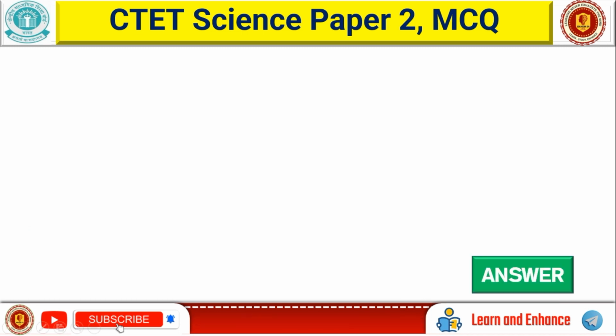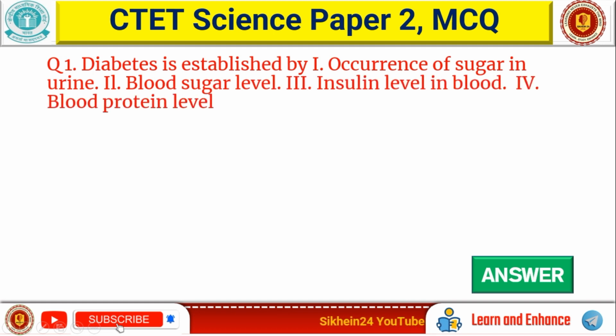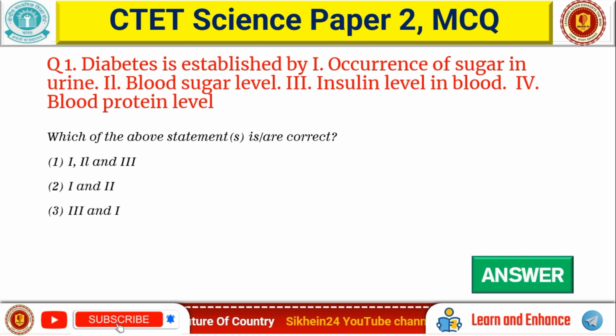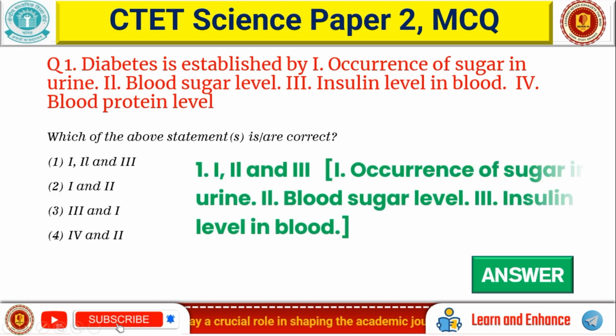So first question on your screen, you can see diabetes is established by 1. Occurrence of sugar in urine, 2. Blood sugar level, 3. Insulin level in blood, and 4. Blood protein level. Which of the above statements is correct? 1, 1, 2 and 3, 2, 1 and 2, 3, 3 and 1, 4, 4 and 2. What would be the answer? Let's see. 1 is the appropriate answer of this question. Occurrence of sugar in urine, and second, blood sugar level, and third, insulin level in blood.